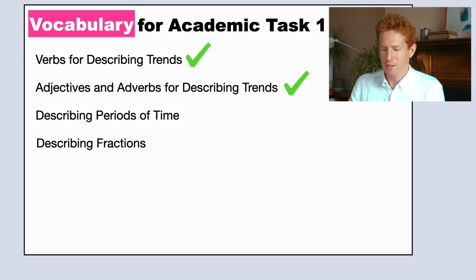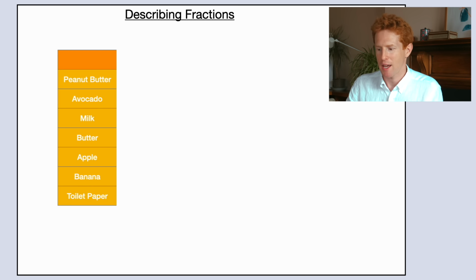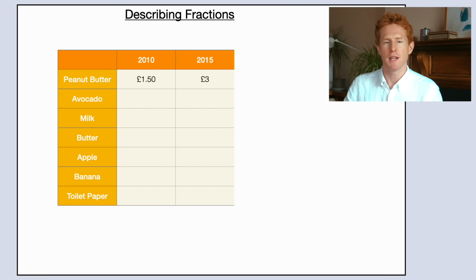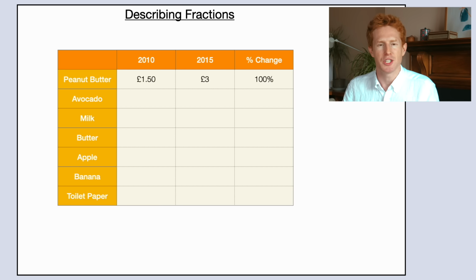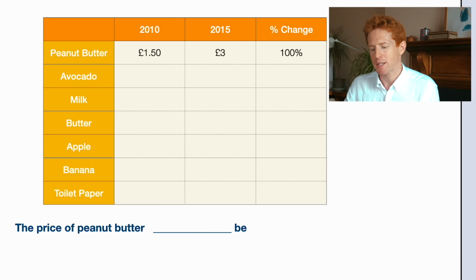So wow, we've covered verbs for describing trends, we've covered the adjectives and adverbs for describing trends, and we've described periods of time. Let's move on to describing fractions. Now, to help us with that, we're going to make a table. So we're going to have different items here. We're going to have the price in 2010, we're going to have the price in 2015, and then we're going to show what is that percentage change in price. So let's start with peanut butter, my favorite. The price of peanut butter, something between 2010 and 2015.